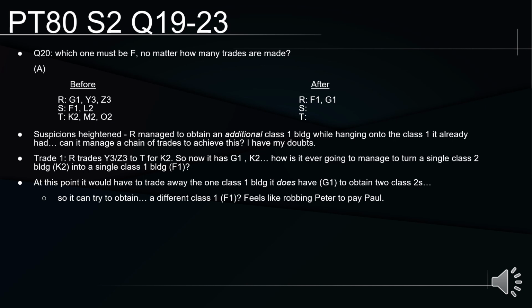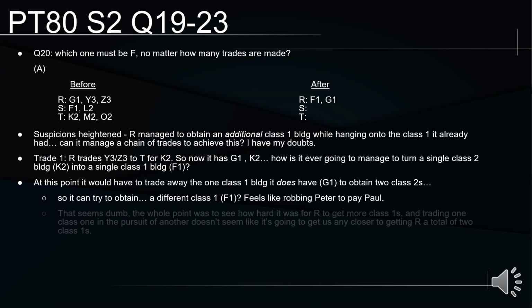It has to keep, ultimately, in order to honor answer choice A. Answer choice A alleges that after all is said and done, R is hanging on to F, a Class 1 building, and G, a Class 1 building. Trading away that G to get F, and then trying to trade back up to get F or G again. It just doesn't feel like it works because we have to keep working towards obtaining and holding on to these tier 1 buildings, these class 1 buildings, but there's no resources available for R to do that.